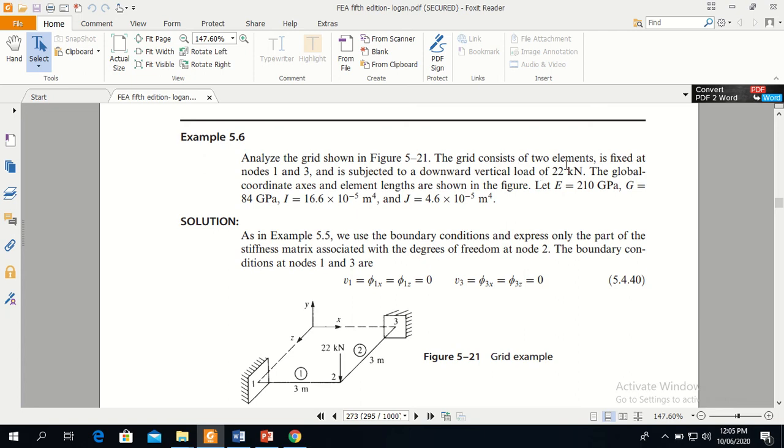The grid consists of two elements, is fixed at node 1 and node 3 and subjected to a downward vertical force of 22 kN. The global coordinate axis and element lengths are shown in the figure. Let E be equal to 210 gigapascal, G equal to 84 gigapascal, I is 16.6 x 10^-5, and J is 4.6 x 10^-5.